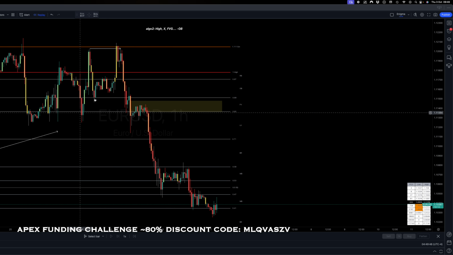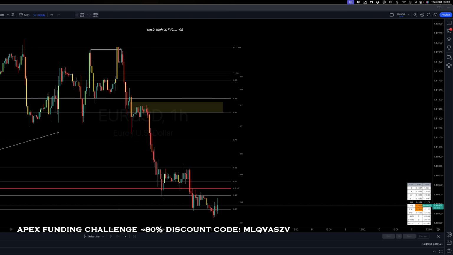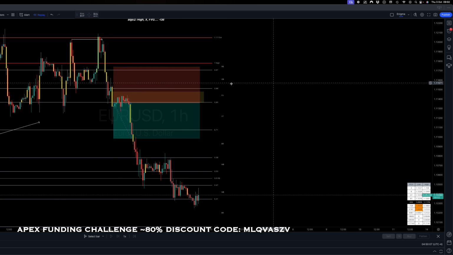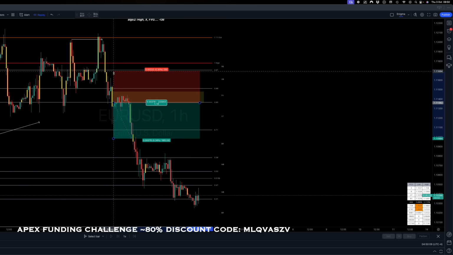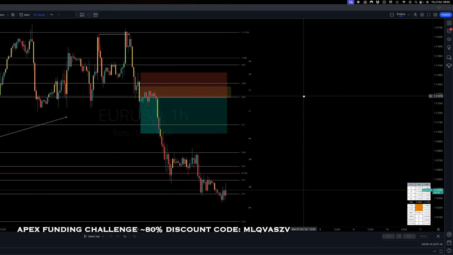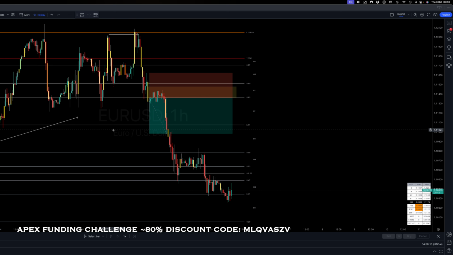So what did we do? We went into the high, power of 3 stop run into the extension, create a fair value gap in the fair value gap level. At that point, everything is aligned and you would take your short. Now it's up to you where you want to put your stop loss. Maybe you want to put it at the swing high.